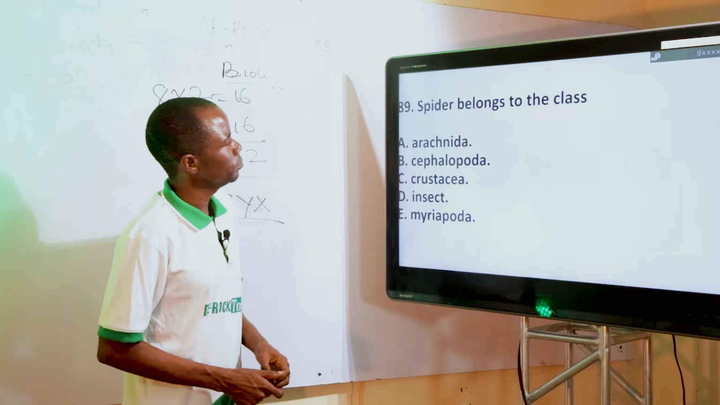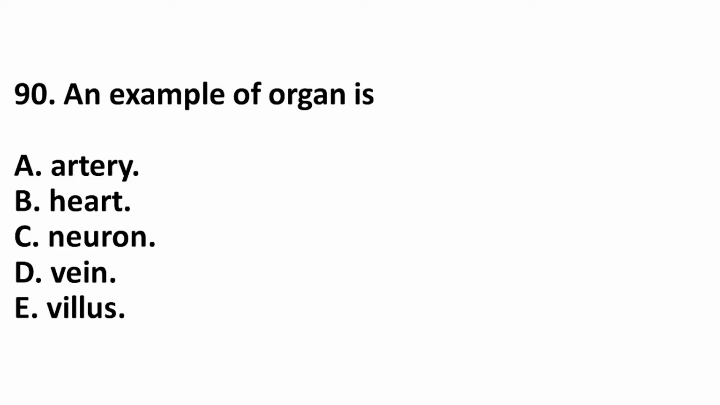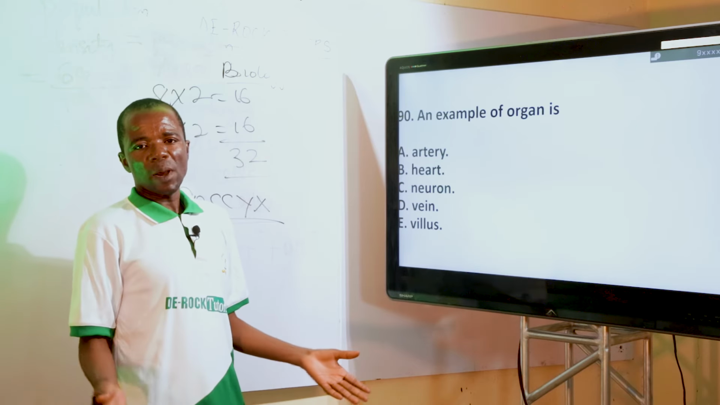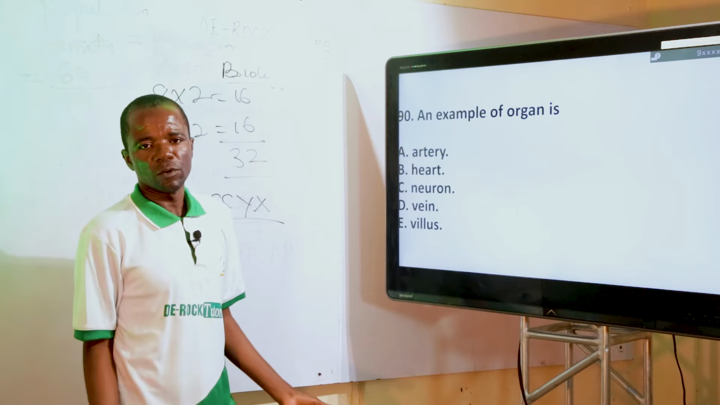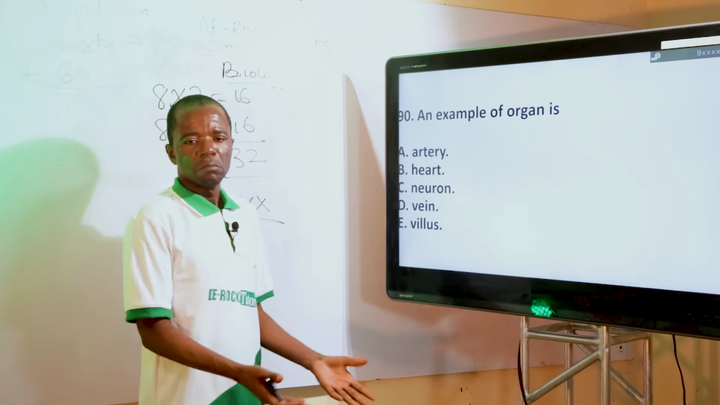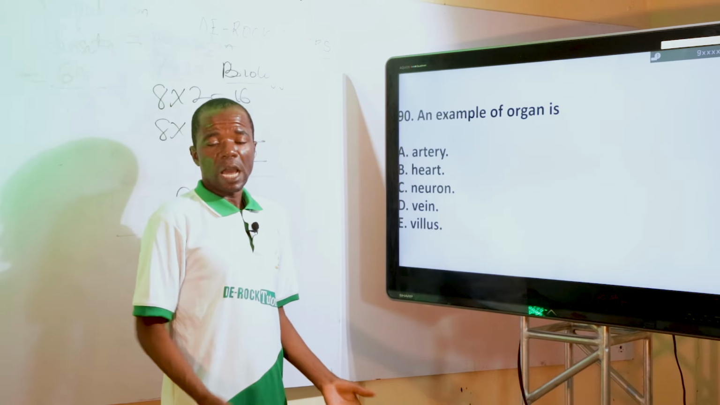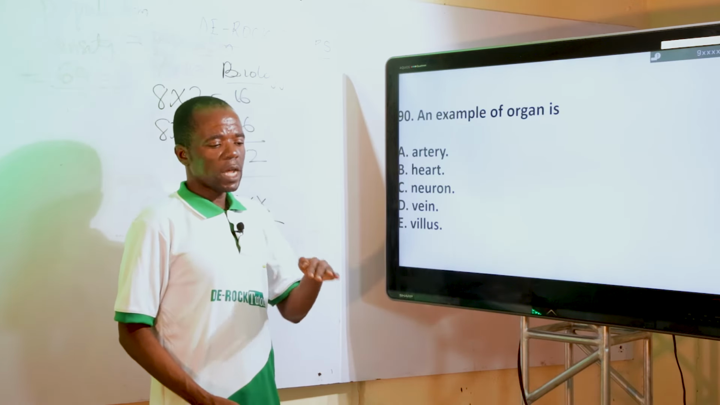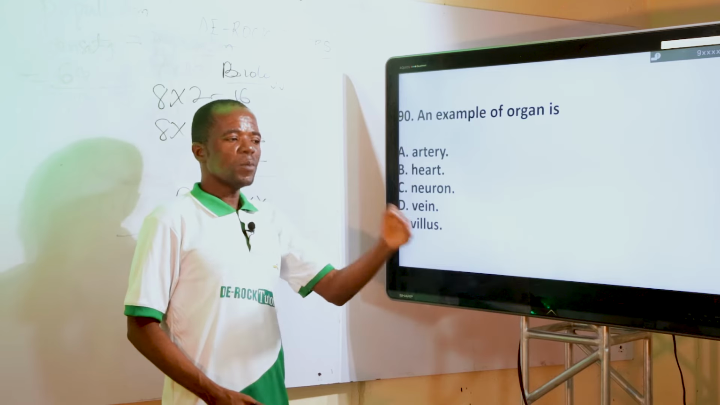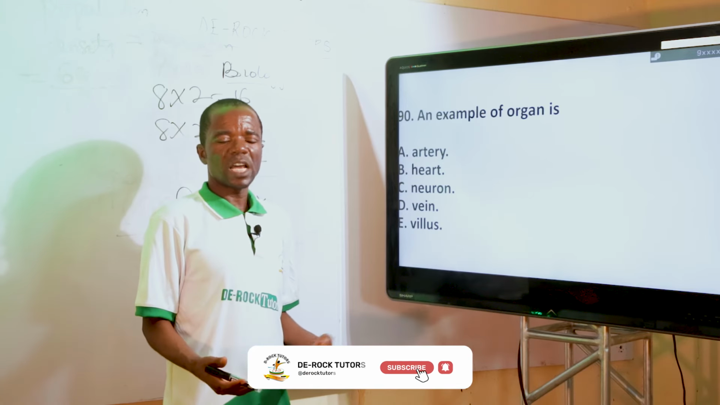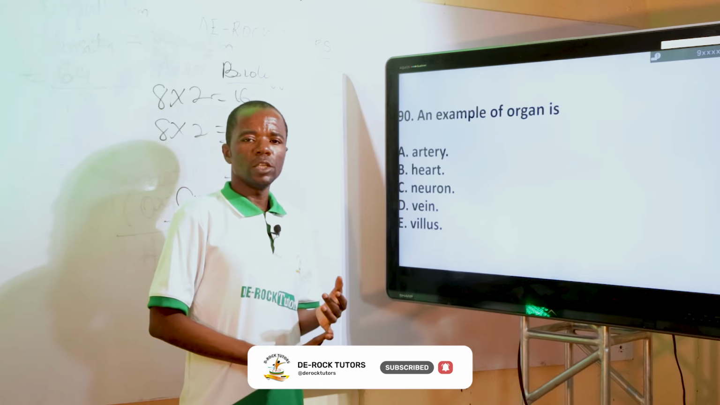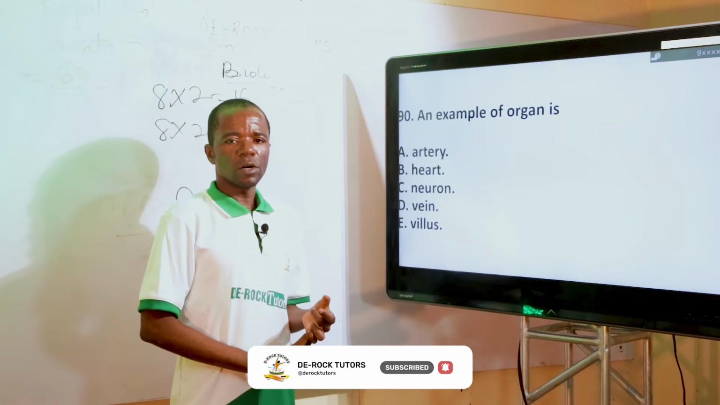Let's go to number 90. An example of organ is, we know that we have various levels of organization. We have cell. An amoeba, for example, belongs to the cellular level of organization. And an unlaid egg, an unfertilized egg, for example, also belongs to the cellular level. Not only that, a group of similar cells performing a particular function is called a tissue. Like I've mentioned in the course of today's video, blood is a liquid tissue. Bone is also a tissue.